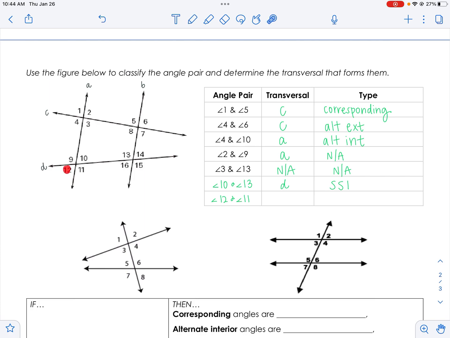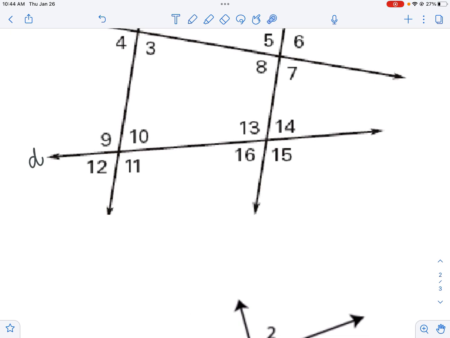So then let's take a look at 12 and 11. Well, 12 and 11 don't really have a transversal because they're not separate sets. They're both in the same set. So there's not really a transversal. You could say D and A if you wanted to, but that's an old term.